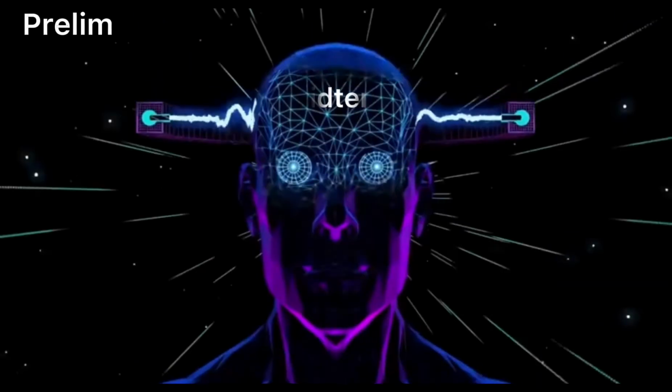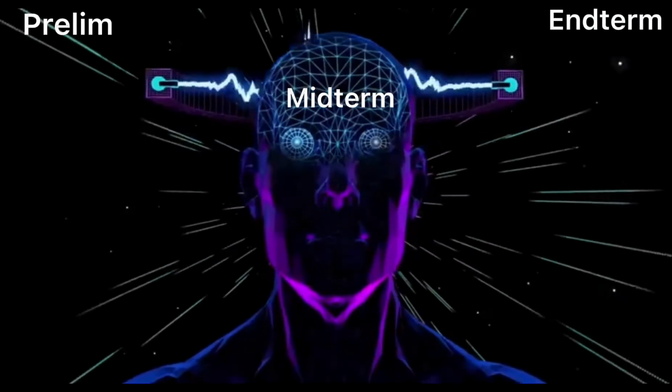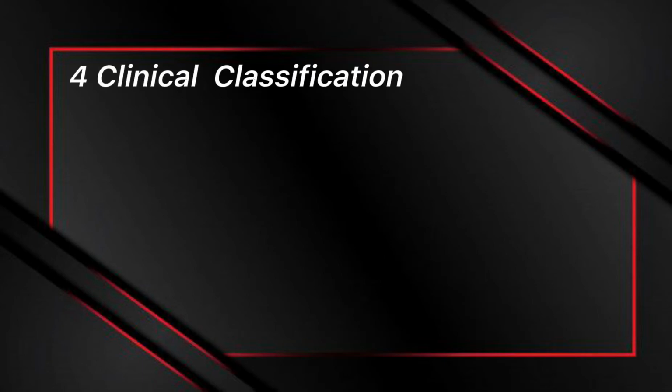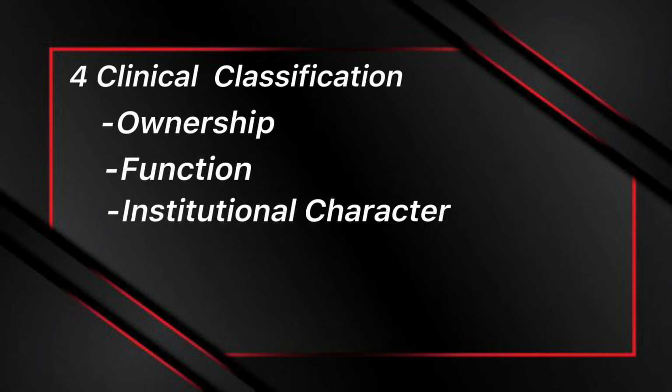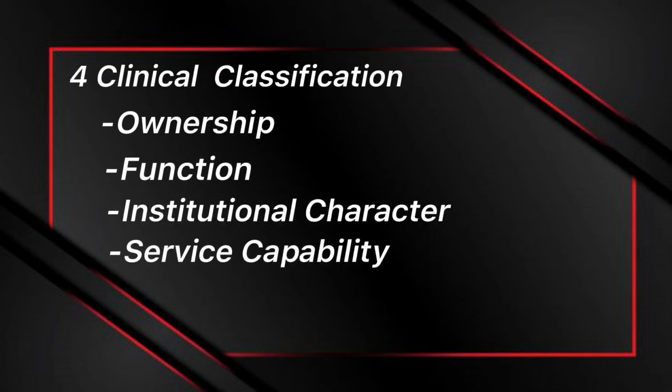Prelim, midterm, and term. Discussions in prelim, we have 4 clinical classifications. And these are ownership, function, institutional character, and service capability.